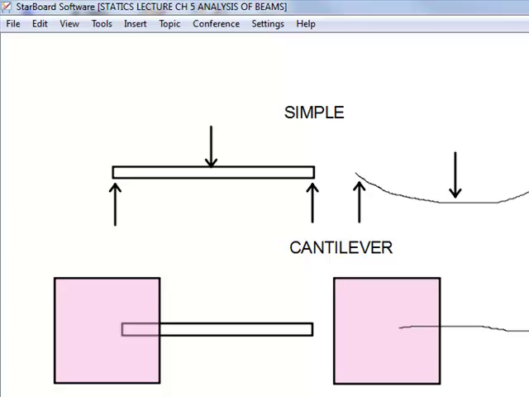The forces that a beam is required to resist are the downward loads and the upward supporting forces, which are called what? You remember? Reactions! You get a star. Okay. So you got the downward load here, and then you got the reaction.